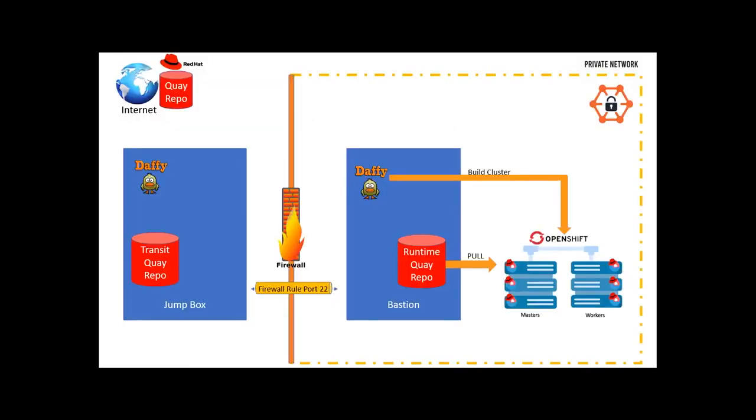Here's a big picture overview for what our environment looks like. We've got a private network whose firewall has an open port 22. We've also got a bastion machine with direct access to this restricted network where our cluster will run, as well as a local query repository. Within the air-gap network, Daffy is going to pull images from this repository to deploy OpenShift. We're going to use port 22 to access the restricted network using an SSH connection from a jump box, which is just a machine that has direct access to the internet.